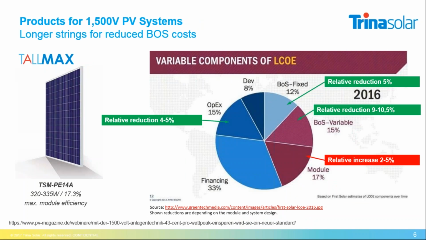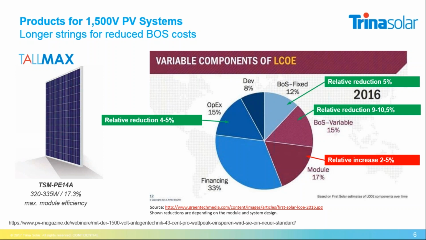Next, we have shown a 1500 volt framed module, the Tallmax. We already had some webinars about it. What are the advantages? Here is the summary. The advantages are reduced BOS costs and operation and maintenance costs. For the BOS part, it's mainly a saving in terms of cabling, combiner boxes, and, for example, inverters, because with 1500 volt you have a higher output voltage. The higher output voltage leads to a lower number of inverters required per system. You have a slight increase of the costs, and you have a reduction in the operation and maintenance costs.